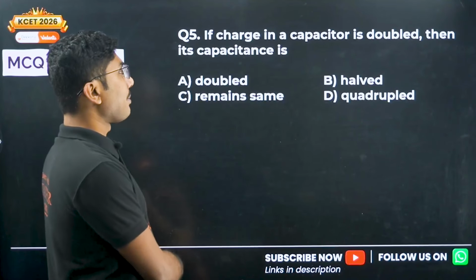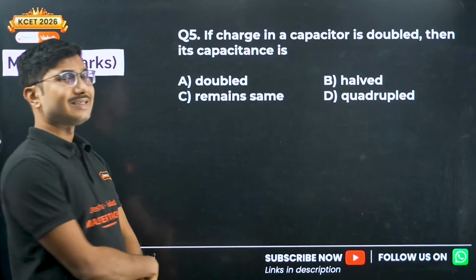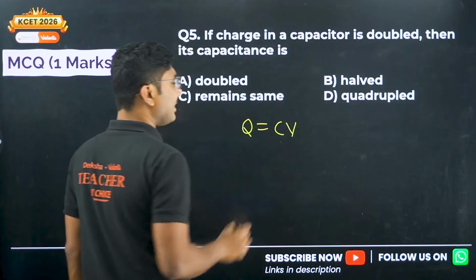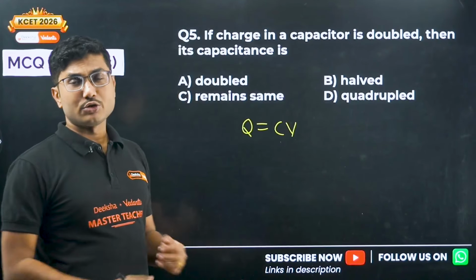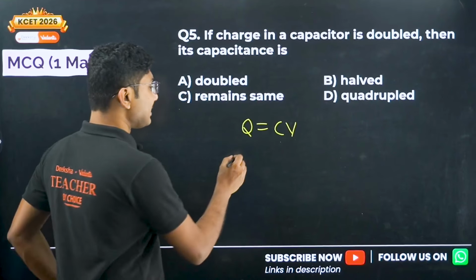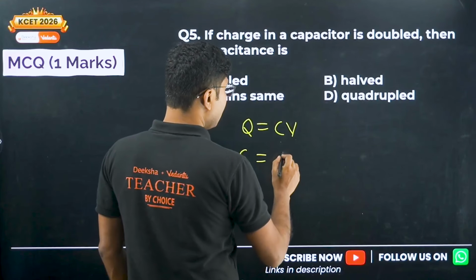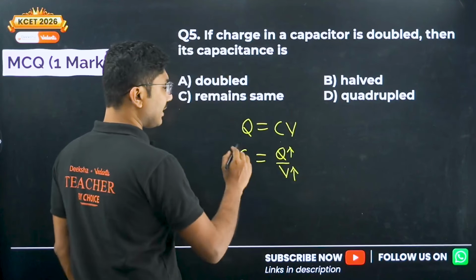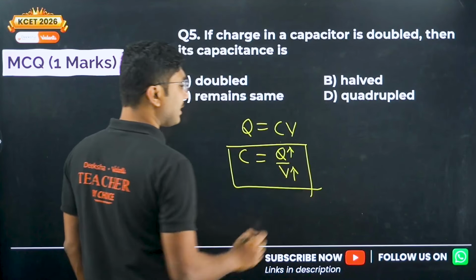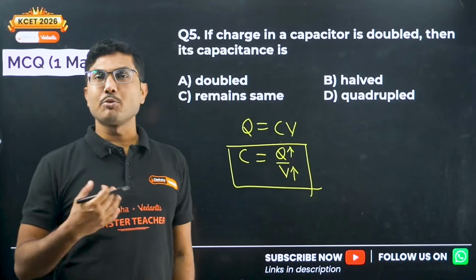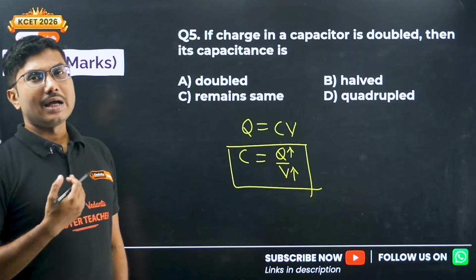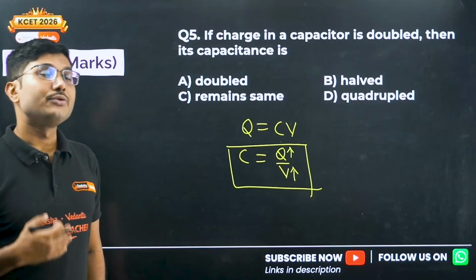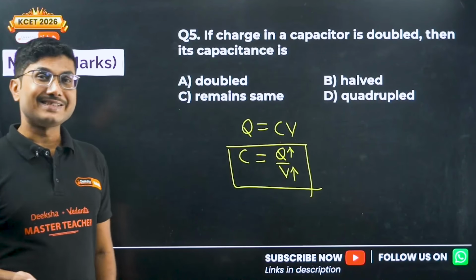If charge in a capacitor is doubled, then the capacitance is. So we know that Q equals CV. So you might think that if I double the charge, capacitance should be doubled. Actually no, capacitance is given by Q upon V, and if you increase Q, the voltage will increase, but the ratio of charge and voltage will remain constant. Capacitance is actually a proportionality constant, and that's why it is a constant no matter if you change charge, if you increase voltage, the capacitance will remain the same.